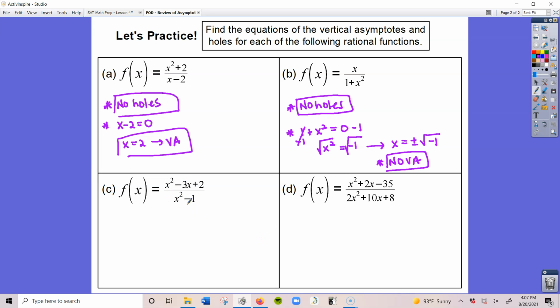Now this next one, we have x squared minus 3x plus 2 over x squared minus 1. Here we can factor everything, so let's go ahead and start off by simplifying this rational function. In the numerator, I'm looking for the two numbers that would multiply to give you positive 2, but add to give you -3, which would be -2 and -1. So my factors here are x minus 2, x minus 1.